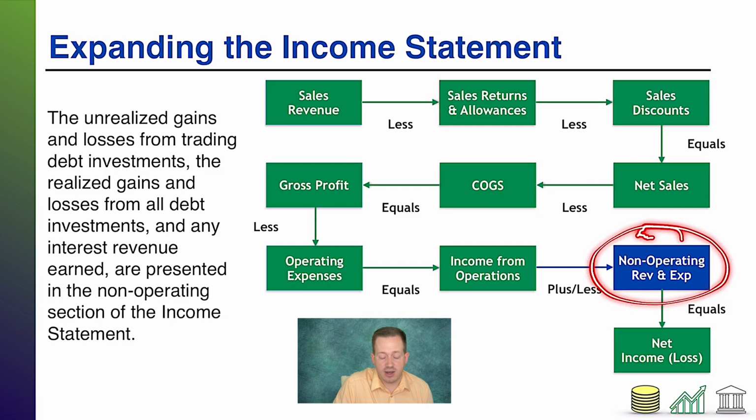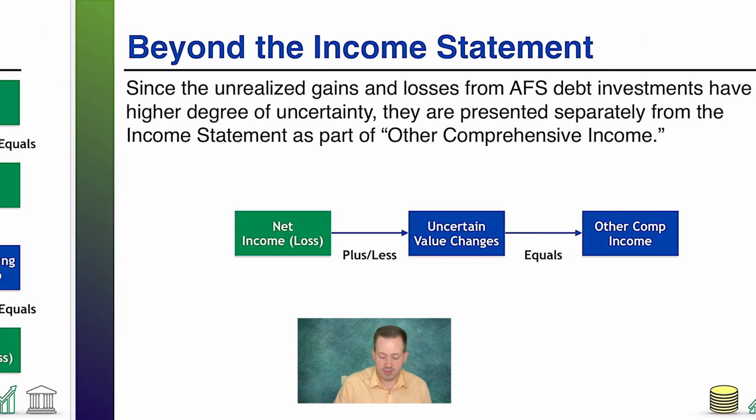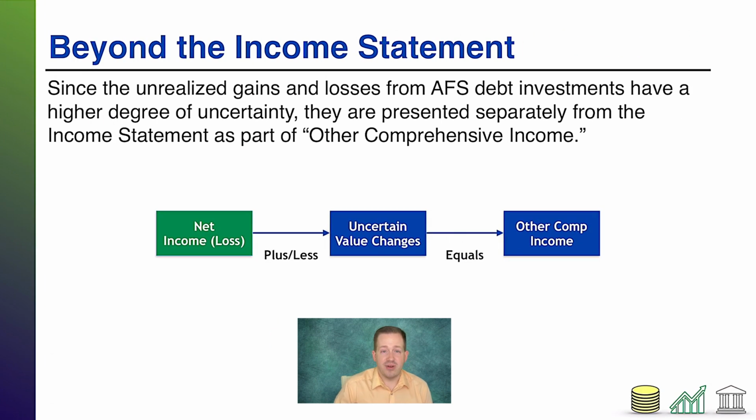So they're always hitting the income statement. Also, any realized gains and losses, regardless of debt type, are going to go in that non-operating section of the income statement. But then we have something special. We have the AFS unrealized gain and loss account. And that goes beyond the income statement, because that's not going to hit net income. And so what we're going to have, and you're going to see it in the next video lecture series, is something called the comprehensive income statement.